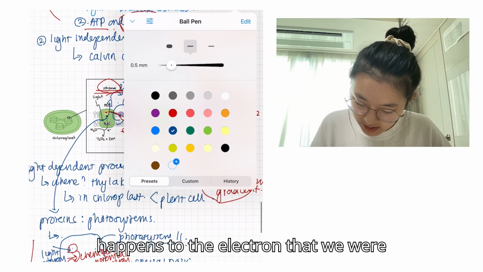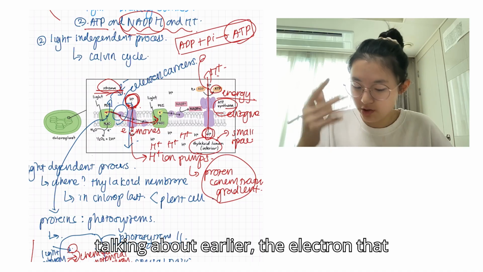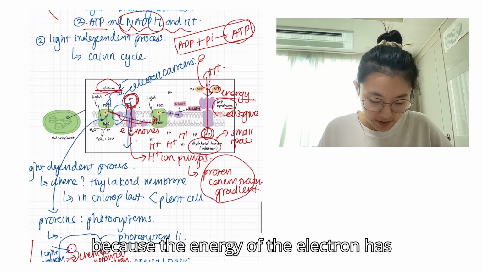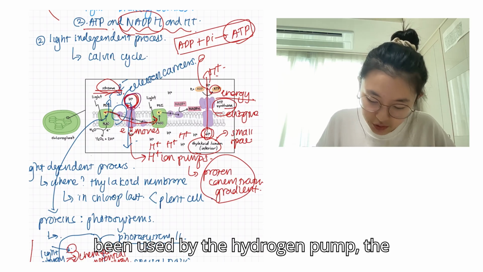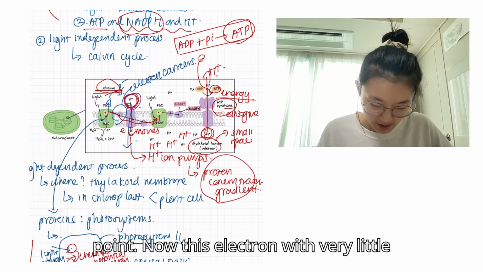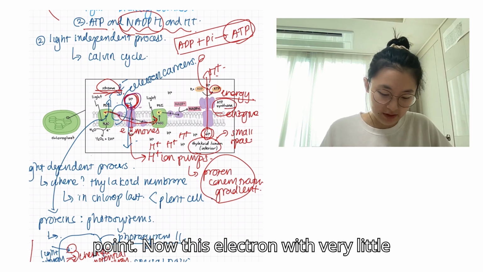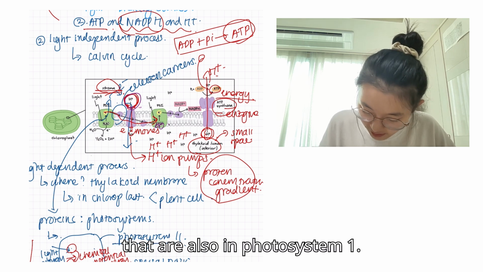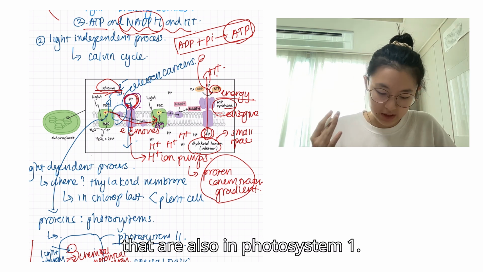Now, what happens to the electron that we were talking about earlier, the electron that was going towards photosystem 1? Well, because the energy of the electron has been used by the hydrogen pump, the electron has very little energy at this point. This electron with very little energy is essentially going to be accepted by the chlorophyll molecules that are also in photosystem 1.